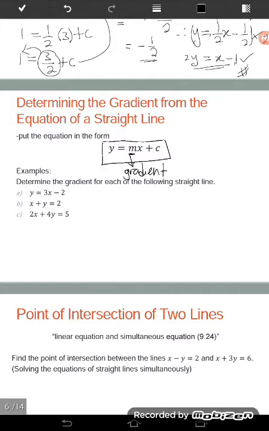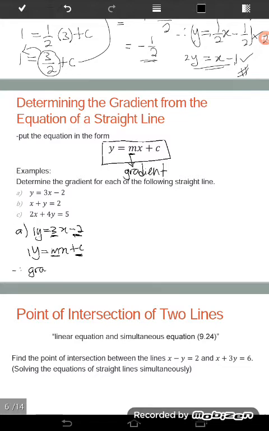Therefore, we need to arrange the given equation of the straight line in the form y equal to mx plus c. So we want to arrange it in the form y equals mx plus c. So example a, y equal to 3x minus 2. Is it the same as y equal to mx plus c? Y, y. So 1y, 1y. So therefore m is equal to 3. So c is equal to negative 2.